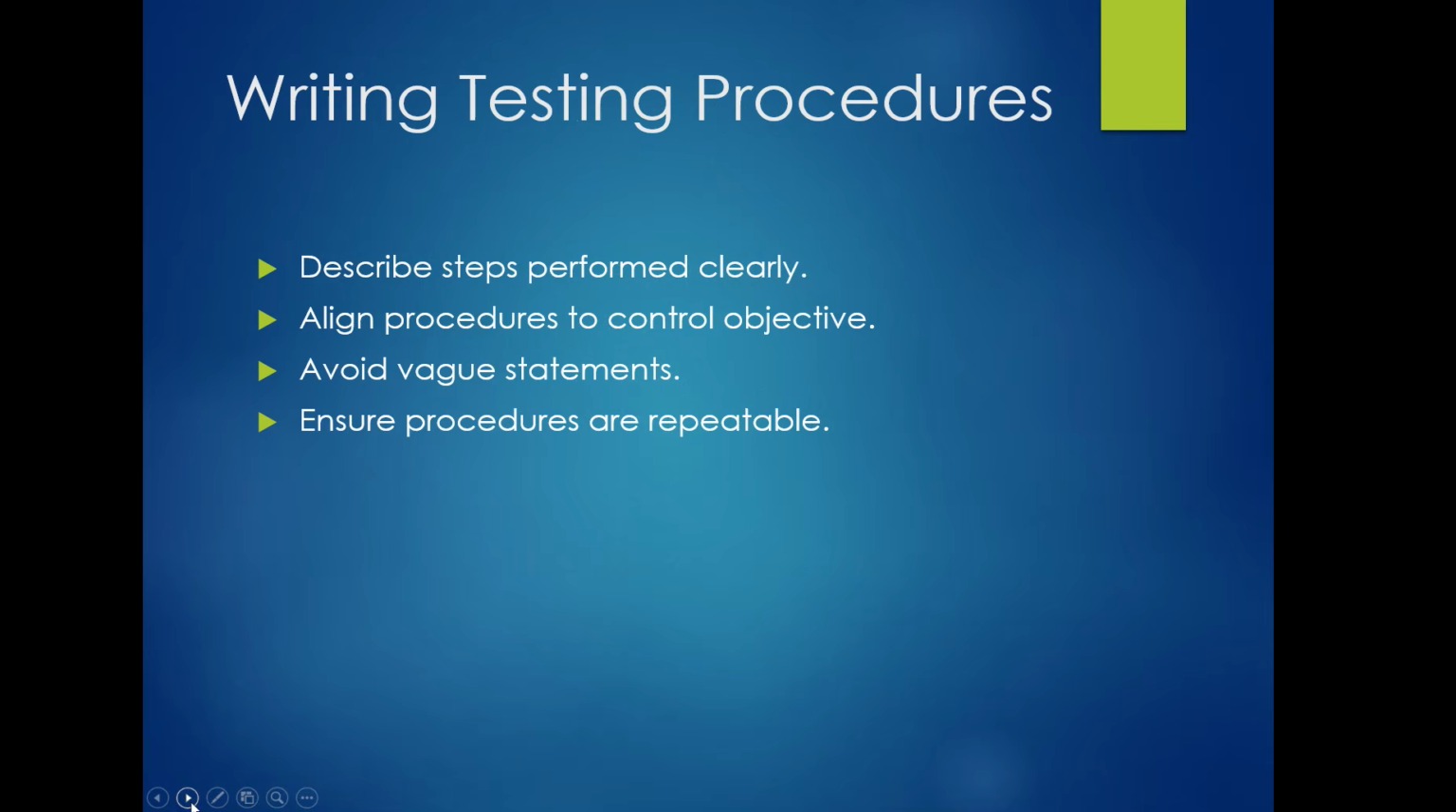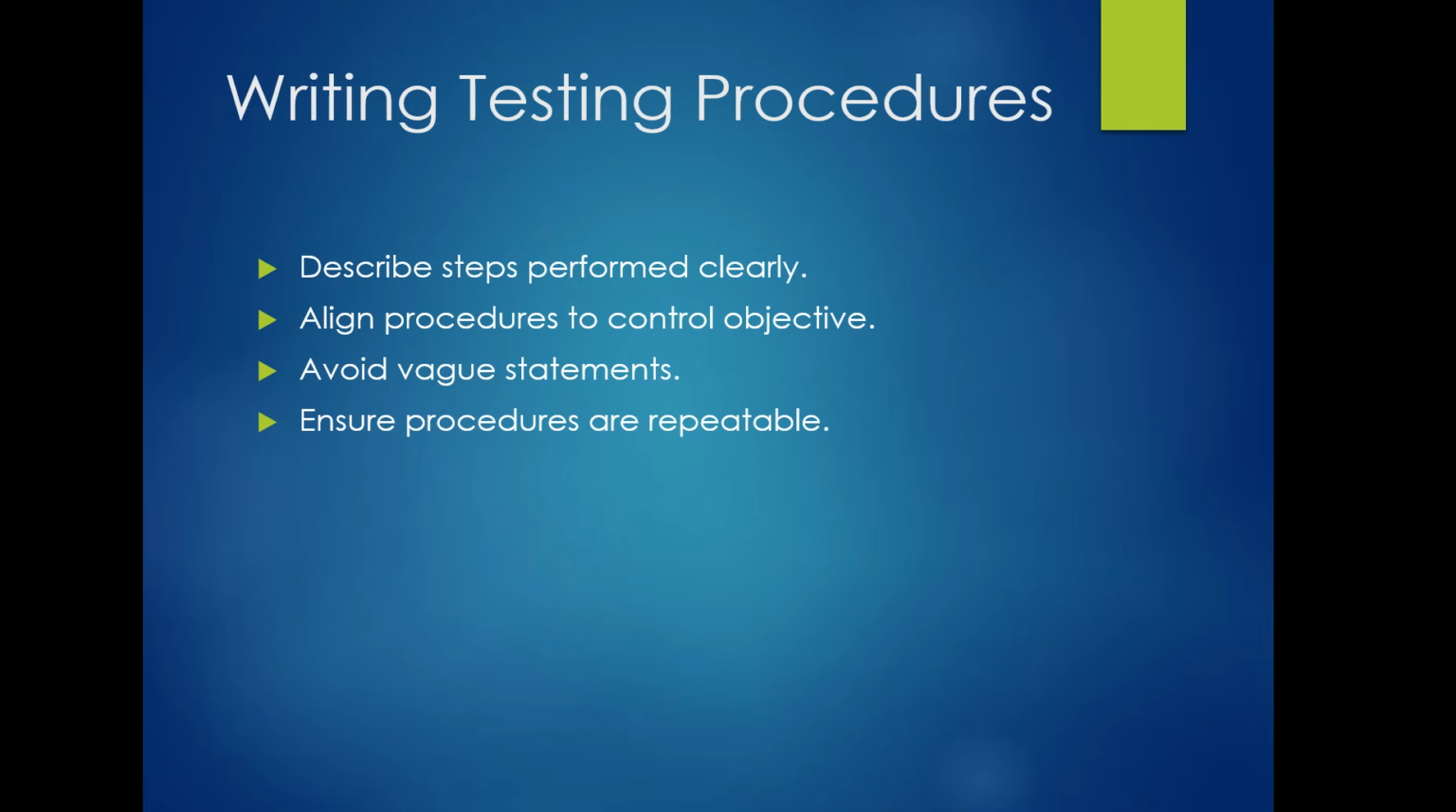Now, how do you write your test procedure? Testing procedures must be clear, must be structured, and aligned to the control objective. Ensure you avoid vague statements, and also ensure that each step can be reperformed by another auditor.